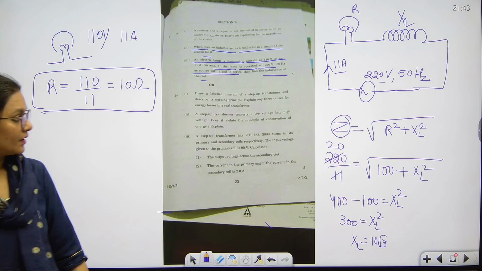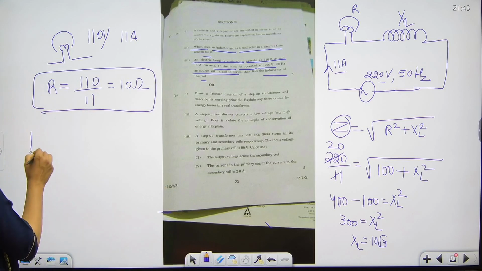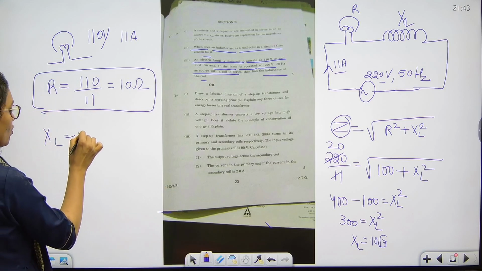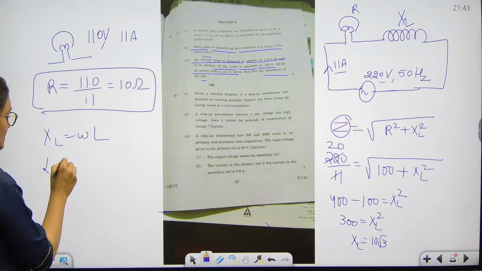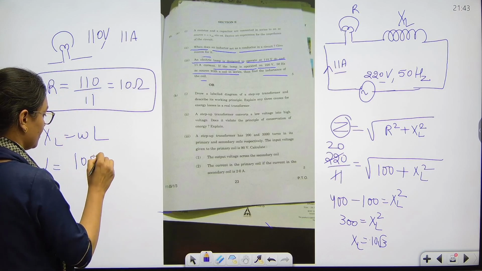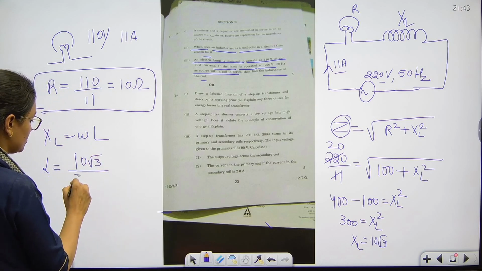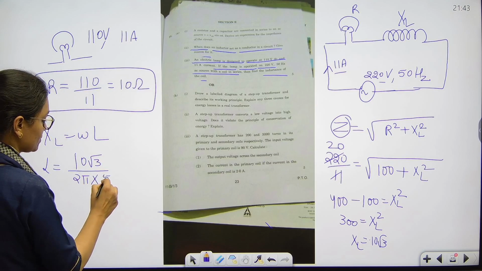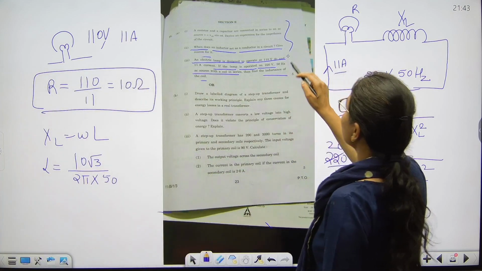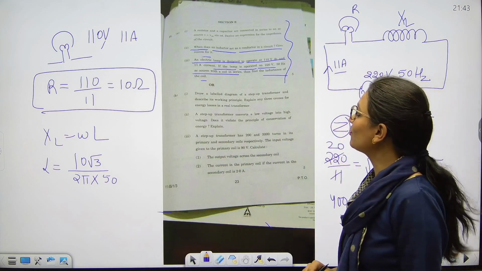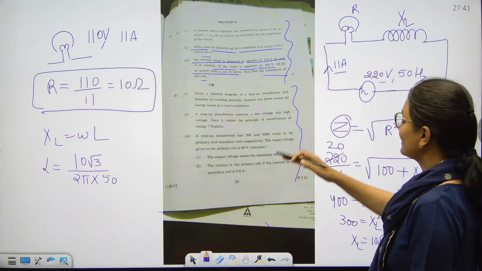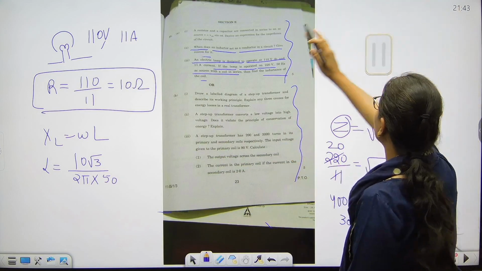Correct. Then we have the inductance L, where XL is equal to omega L. So L will be equal to XL, that is 10 root 3, divided by omega, that is 2 pi into frequency, which is 50. So solve it and get the answer. Once, let's say you find this particular question very difficult, oh but this is very difficult, how to solve it? Just go for it. Very easy. Now let us try the next one.